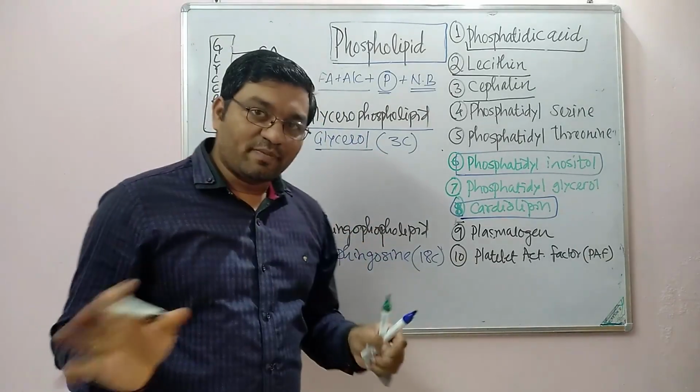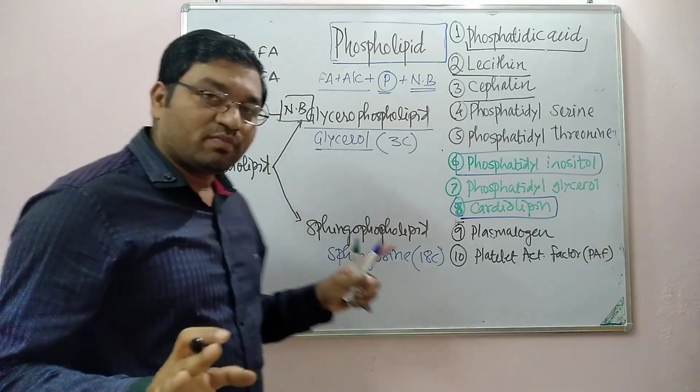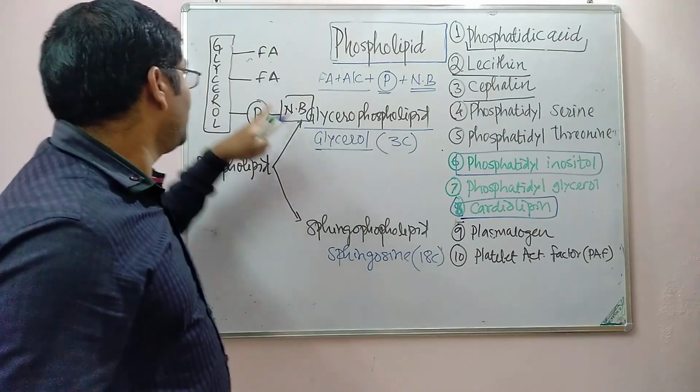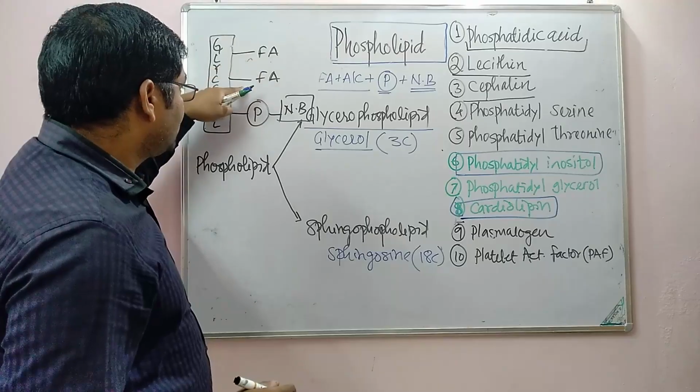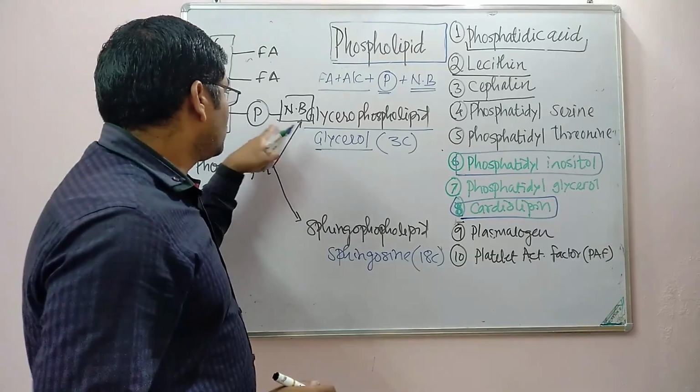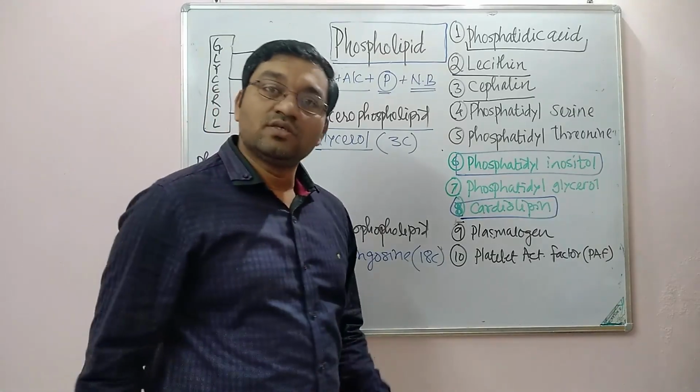The structures are not mandatory for UG, so don't remember the structure. Remember this simple formula for phospholipid. It contains glycerol, two fatty acids and phosphoric acid attached to the C3 carbon, and to this phosphate group there is attachment of a nitrogenous base.